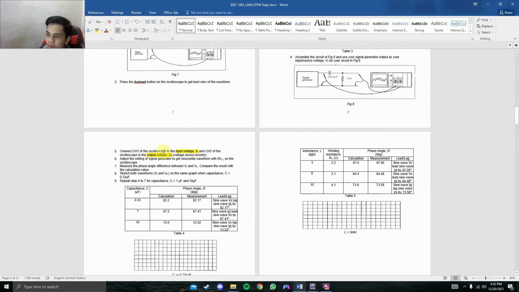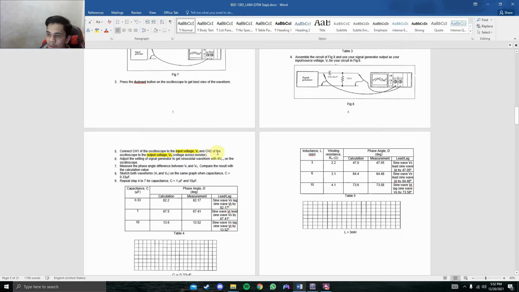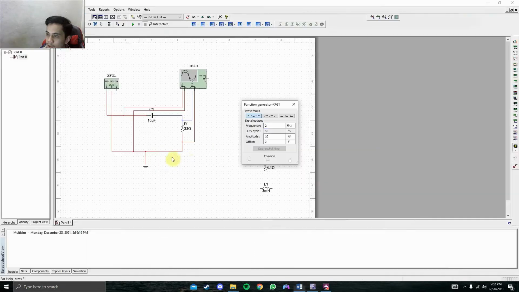Connect channel 1 of the oscilloscope to the input voltage Vs. This is channel 1, channel A. The positive goes to the positive of the capacitor, and then the negative goes to the ground. Channel 2 of the oscilloscope goes to the output voltage Vr. So this is channel 2, channel B. The positive goes to the output of the capacitor here, and then this one goes to the ground.